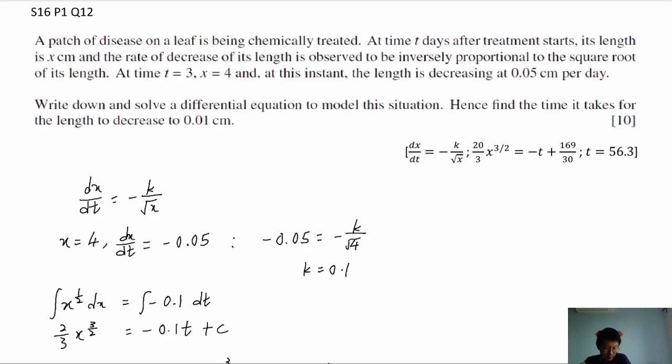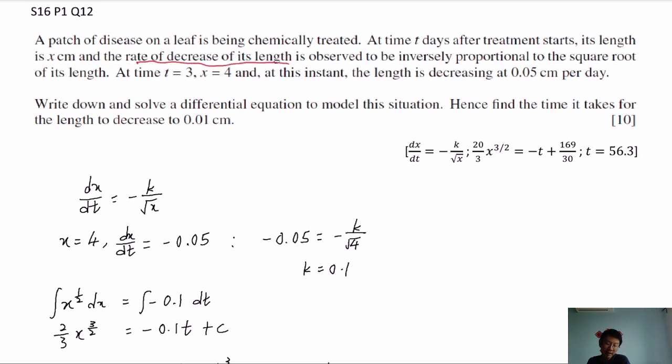So, this one. A patch of disease on the leaf is being chemically treated. At time t days after treatment starts, its length is x cm, and the rate of decrease of length is observed to be inversely proportional to the square root of its length. From there we can start to form the equation already.